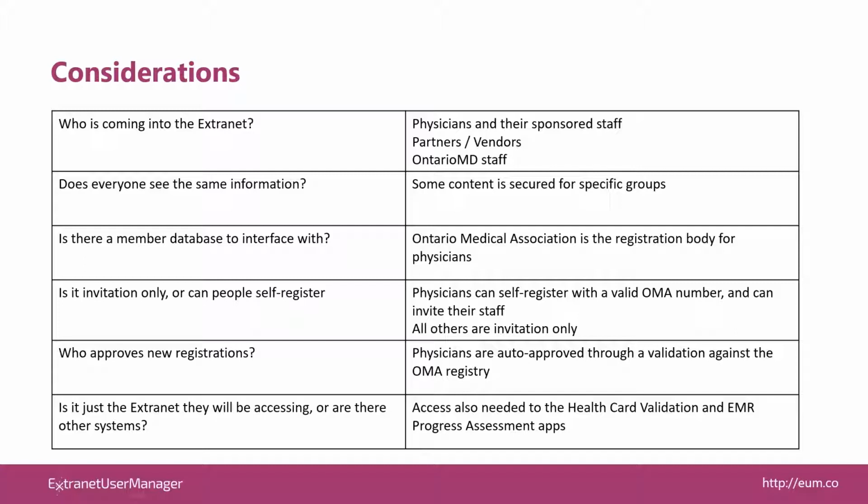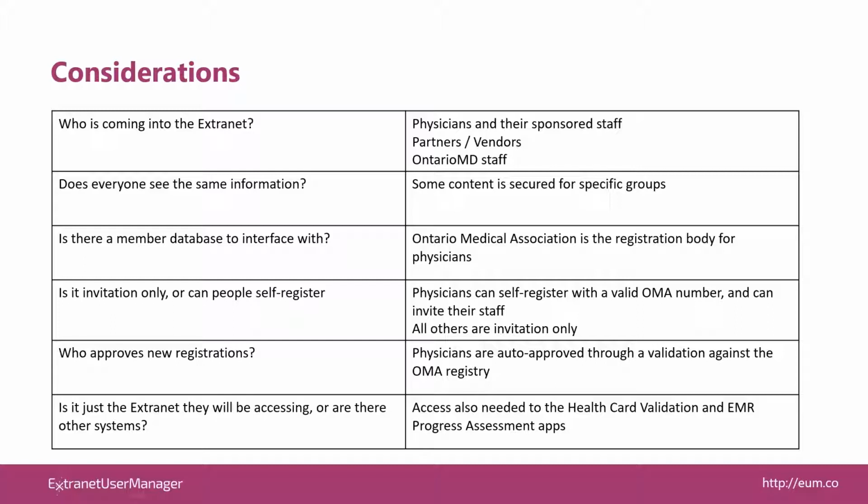From an approval point of view, the physicians are auto-approved. We validate against the OMA. The rest are invited in through those approved physician accounts. There's no approvals that need to happen at the Ontario MD side itself, which was important. I mean, 14,000, they're up over 20,000 people in the portal now. There's no way that Ontario MD themselves could validate who each of those people are. And is it just the Extranet?